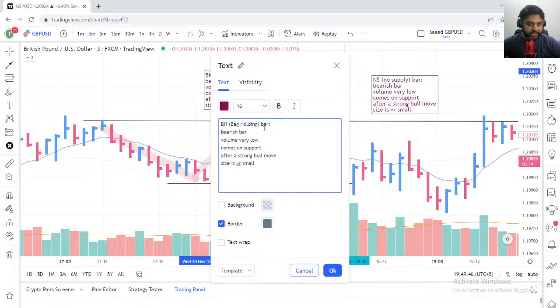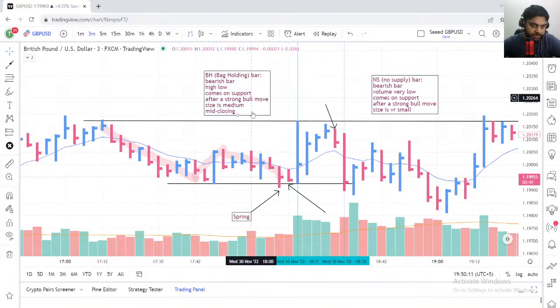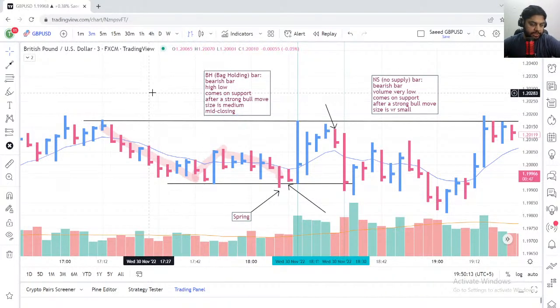BH is also a bearish bar, but its volume is high. It also appears on support level, and it also comes after a bull move, and the size is medium. So the size is medium, and it closes in the middle, so it is a mid closing bar. So this is how a bag holding bar appears.